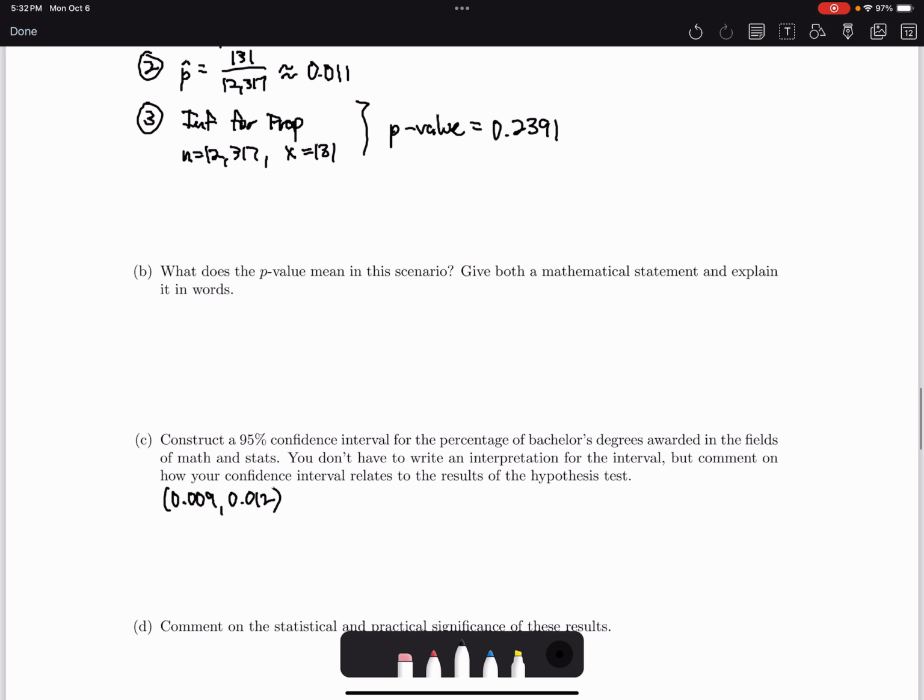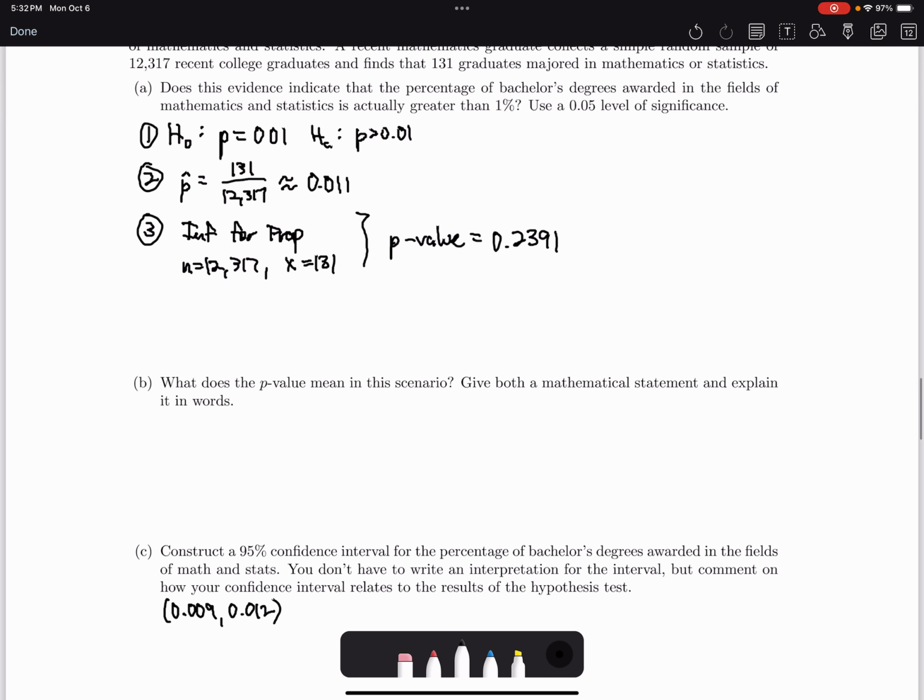Okay, filling out the rest of this. Step 4 up here with the hypothesis test, I want to make my decision. 0.2391 is not less than 0.05, which was my level of significance in this case. So do not reject H null.